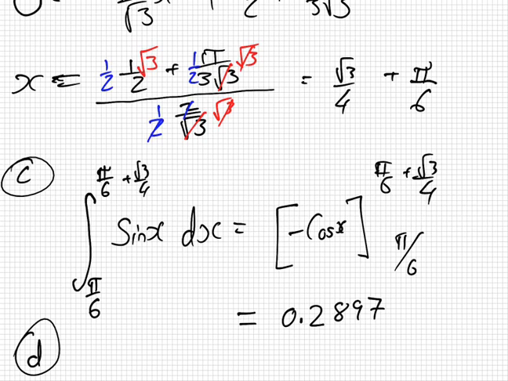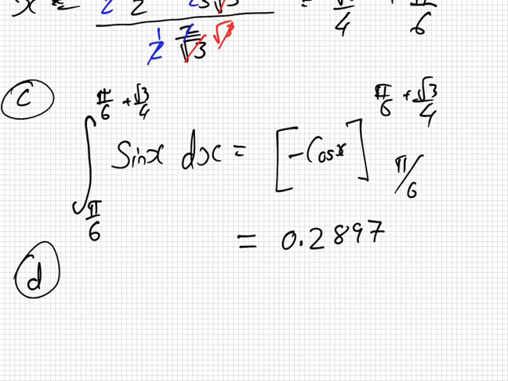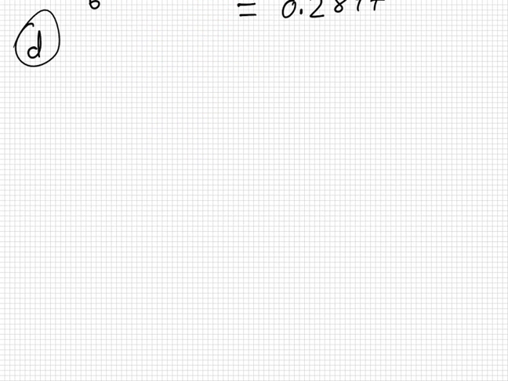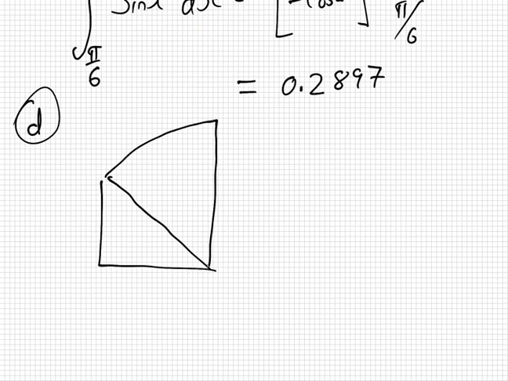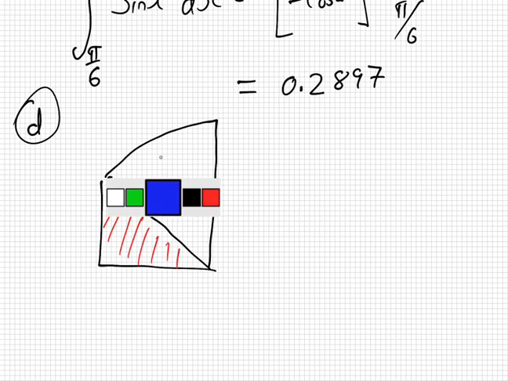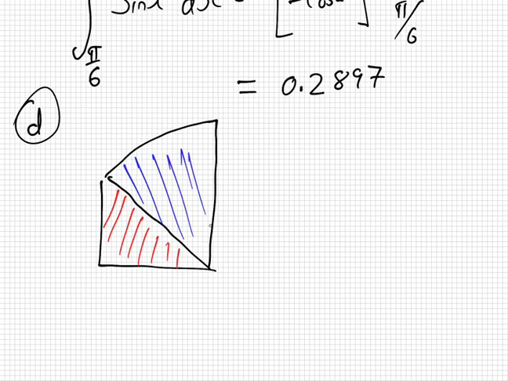Now the last part. If you look at the graph here, they want the area of this triangle compared to the area of this piece here. So if I just draw that roughly down here, you have this triangle and then this curved piece here. And they want to know what is the ratio of this piece here to this piece here.